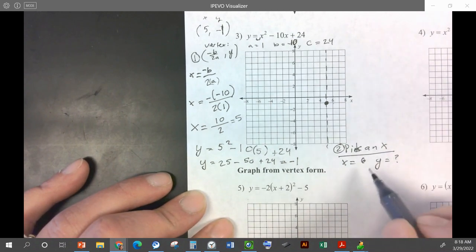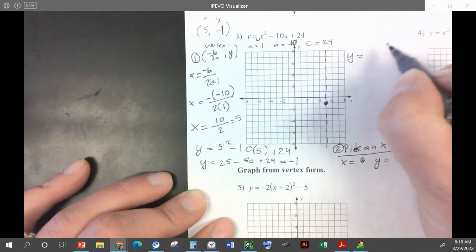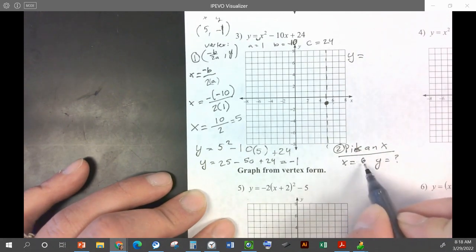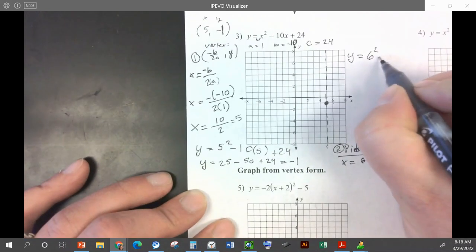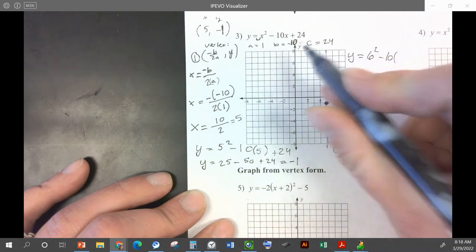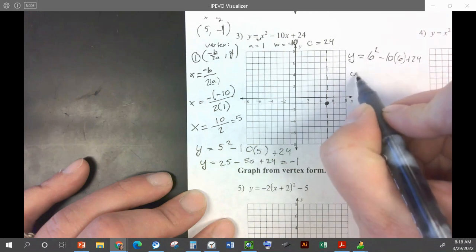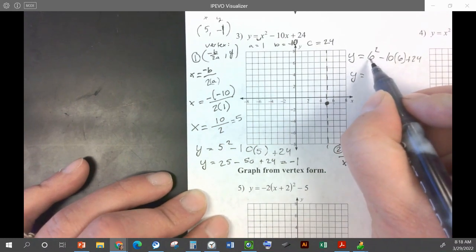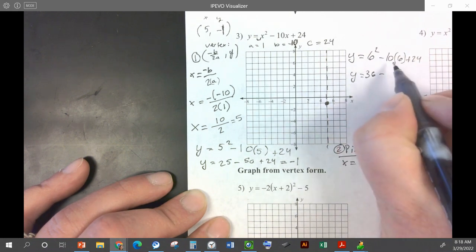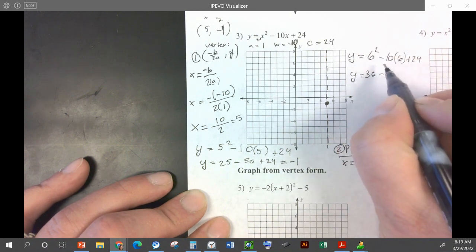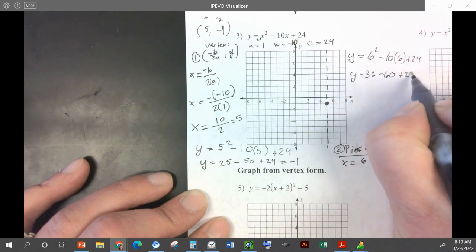So I'm going to move, I probably did this upside down. I'm going to put this up here. So y is, anywhere I see x now, I'm going to put 6. 6 squared minus 10 times x. X is 6 right now, plus 24. So y is, what, 6 times 6? Good, 36 minus 6 times 10. So that's 60 plus 24.